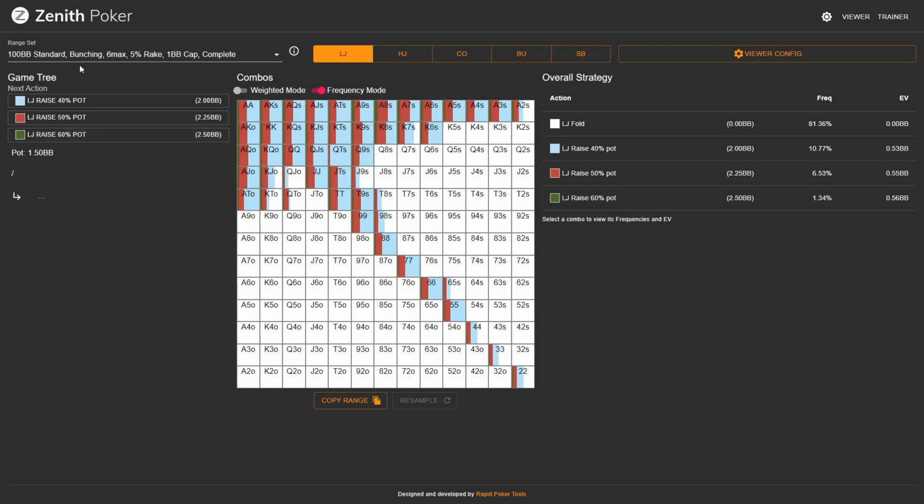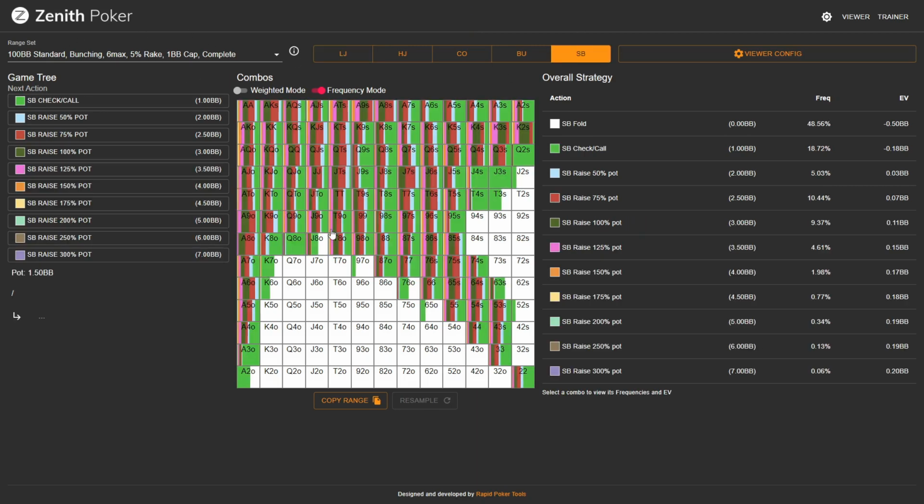So here we've got a 100 big blind 6-max simulation with bunching, and we've got a 5% rake with a 1 big blind cap. So this is somewhere between 200 and 500 now in terms of the rake. So it folds around to the small blind, and we'll take a look at the opening strategy for the small blind and then the 3-bet strategy for the big blind.